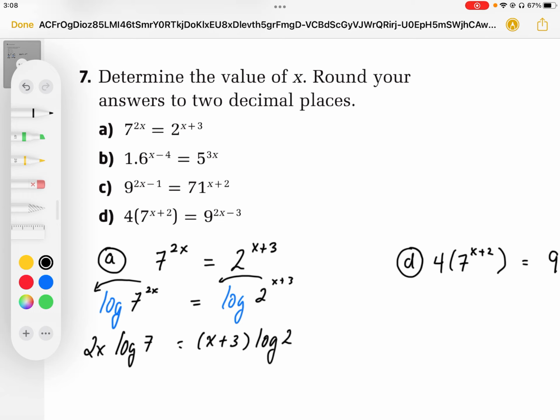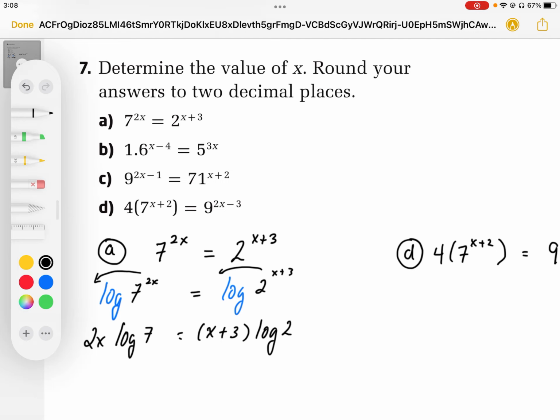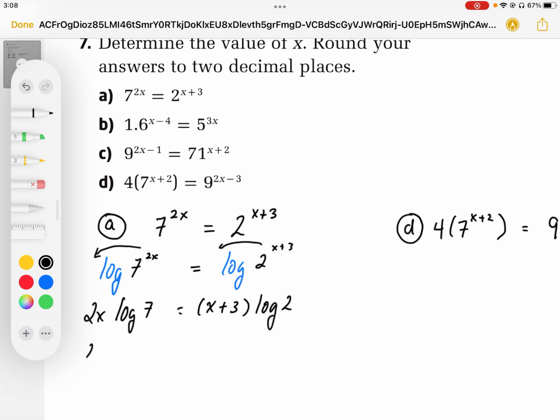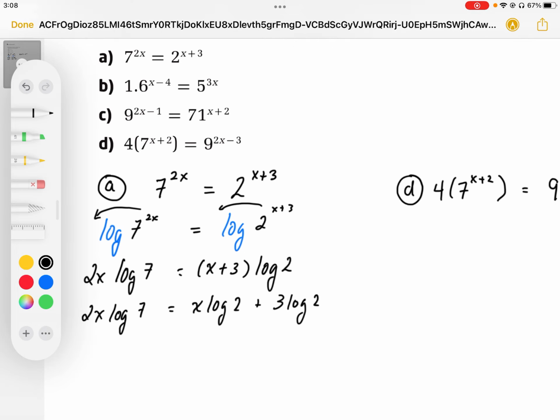Now I'm solving for x. This is just an algebraic equation solving for x now. If I want to solve for x, I need to get x's on both sides. To do that, I first need to expand out the brackets on the right. So I get x log 2 plus 3 log 2. I want to group the x's together on the same side of the equation, so I end up with 2x log 7 minus x log 2, and that's equal to 3 log 2.